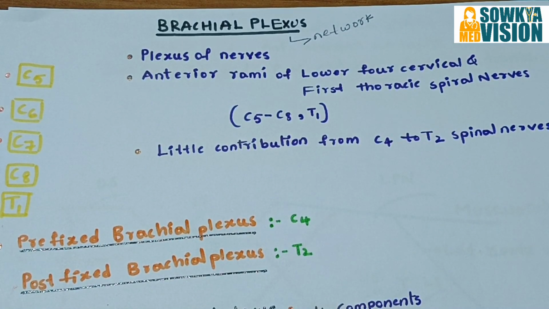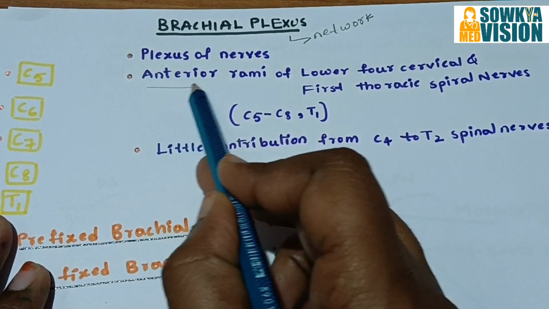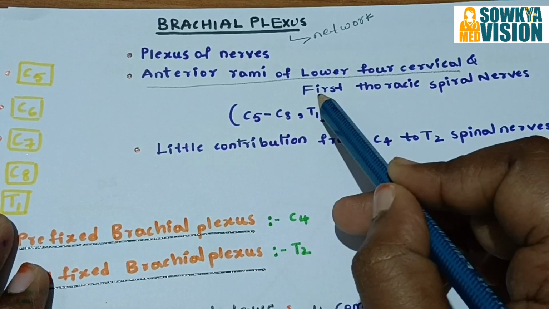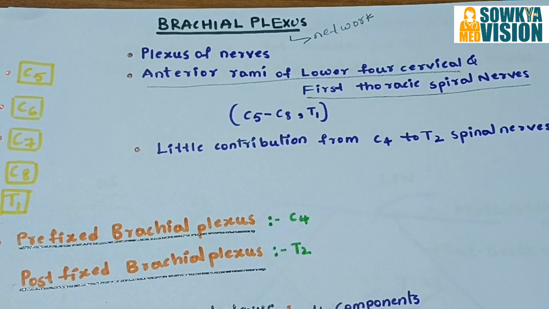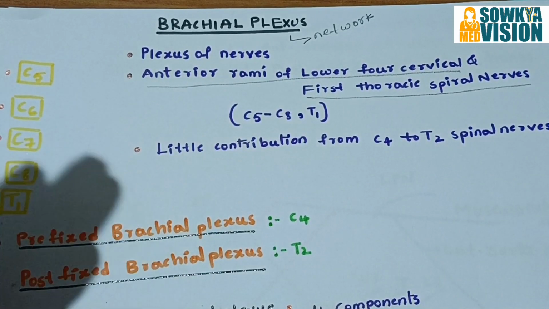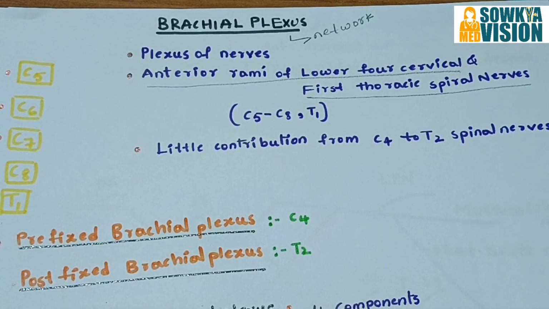So what are involved in the formation of brachial plexus? They are anterior rami of lower four cervical and first thoracic spinal nerves. The brachial plexus is formed by last four cervical spinal nerves and first thoracic spinal nerve. So, how many cervical vertebra are there? There are 7 cervical vertebra, but the nerves arising from their segments are 8 cervical nerves. There are 7 cervical vertebra, but the spinal nerves arising are 8 cervical.